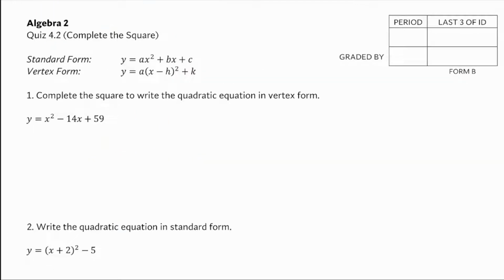Alright, let's do form B. So, complete the square to write the quadratic equation in vertex form. Okay, so we need to decide what we're going to add to both sides of the equation. I'm going to take that negative 14 and divide it in half. That'd be negative 7, and I'll square it and I'll get 49. So I need to add 49 to both sides.